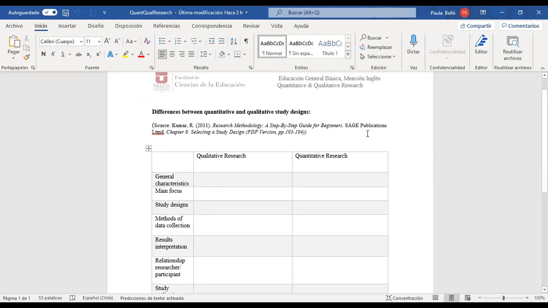So it's short, something we have already done before, but it's just to keep you reading on the topic. And then we will go deeper into quantitative research next week, and different design approaches within it. Okay, are we clear what we have to do? Yes, Miss. Okay, perfect. I will share the document with you.